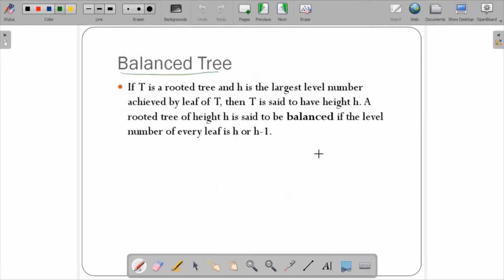The same thing is given in the definition. If T is a rooted tree and H is the largest level number achieved by a leaf of T, then T is said to have height H. A rooted tree of height H is said to be balanced if the level number of every leaf is H or H minus 1. So at most it should have the height H or H minus 1.